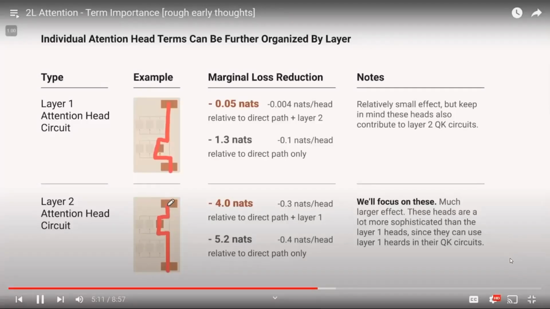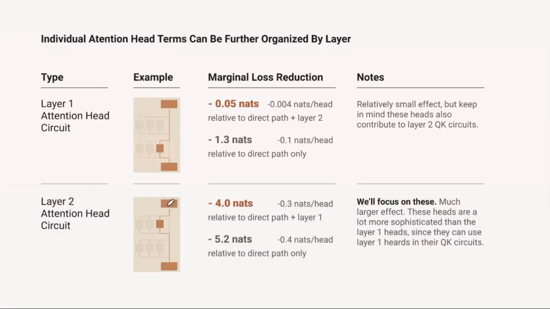And we can ask, in terms of their direct effect on the loss, how much do they affect the loss? There are two ways you could measure this. One is relative to there not being any attention heads, or you could measure how much they add marginally on top of the other heads already being present. So if you want to measure the layer 1 heads, you could either measure relative to the case where there are no other attention heads, or relative to the case where you've already added the layer 2 attention heads.